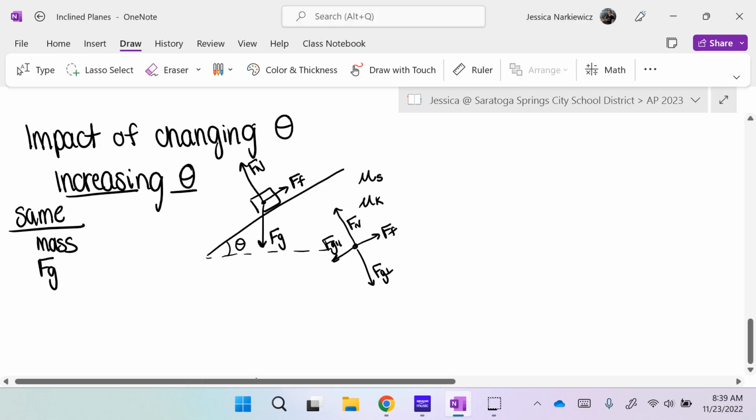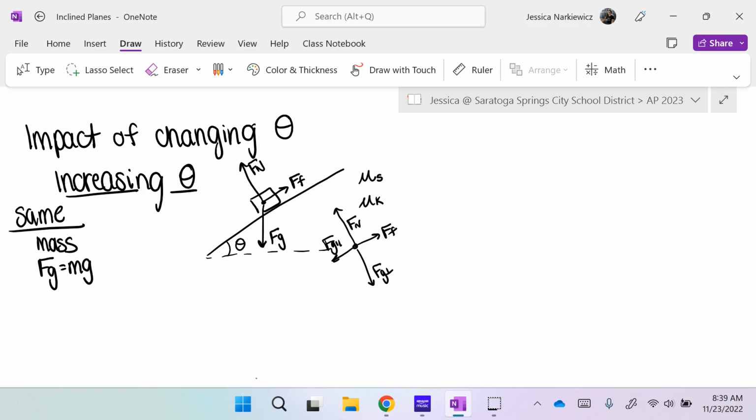The overall force of gravity is going to stay the same because the force of gravity is just mg, not related to the angle. Some other things that are going to stay the same are the coefficients, because the only way to change these coefficients is to change the surface we're on. Since we're not all of a sudden lining the surface with sandpaper, those coefficients are going to stay the same. Okay, so the mass stays the same, force of gravity, and the coefficients for both stay the same.